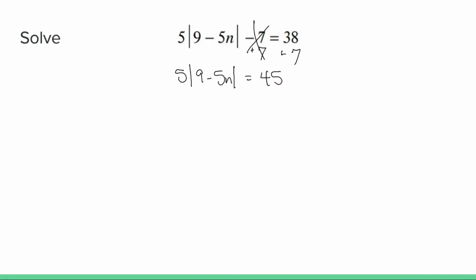Since that 5 is being multiplied to my absolute value, let's get rid of it by dividing both sides by 5. And now we have the absolute value of 9 minus 5n equals 9.